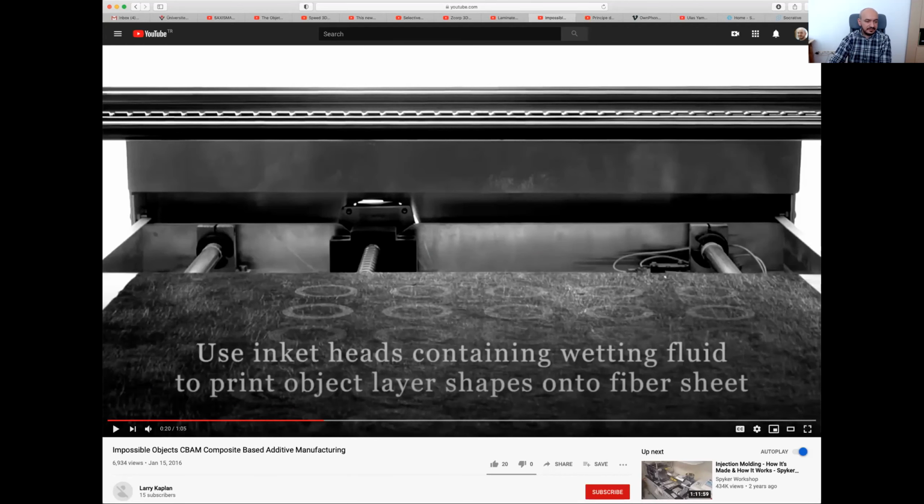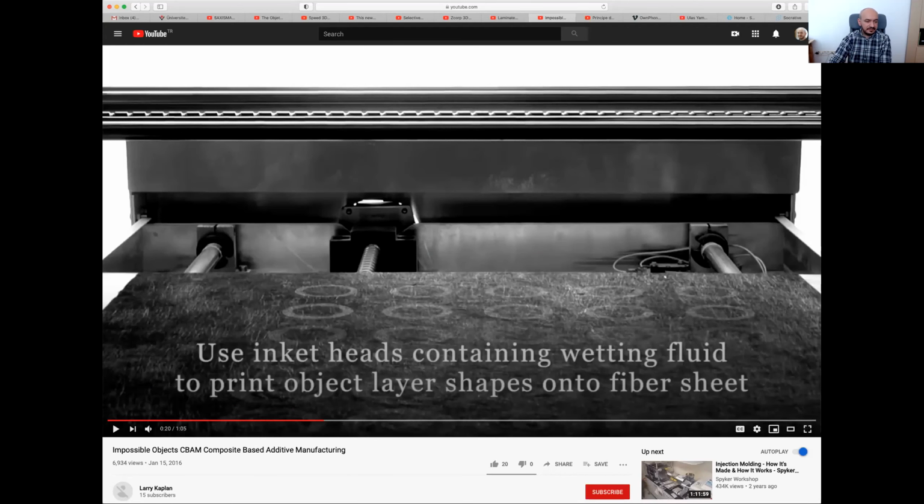And thermal inkjet technology. And a high-precision positioning system guides the inkjet heads. Polymer powder is applied to the fiber sheet, adhering to the printing fluid. Excess powder is removed, leaving behind polymer in the shape of the bitmap. This process is repeated for all of the layers of the part.